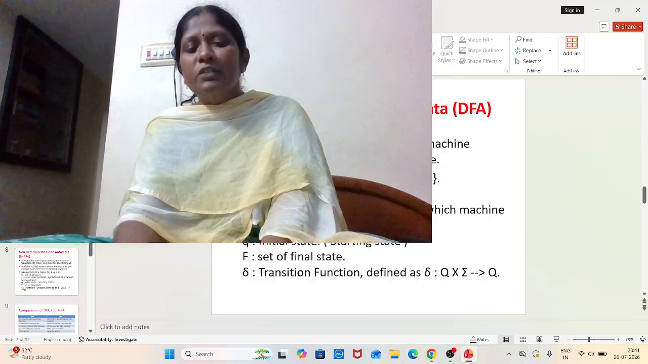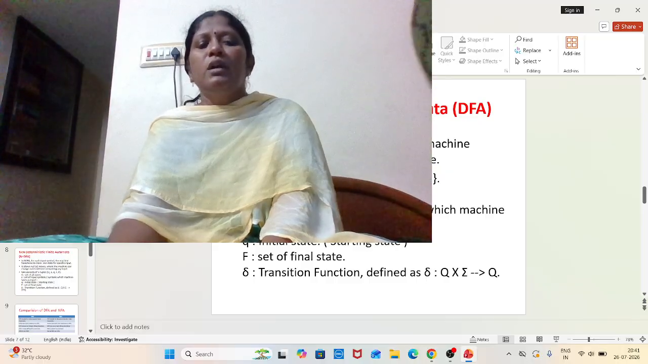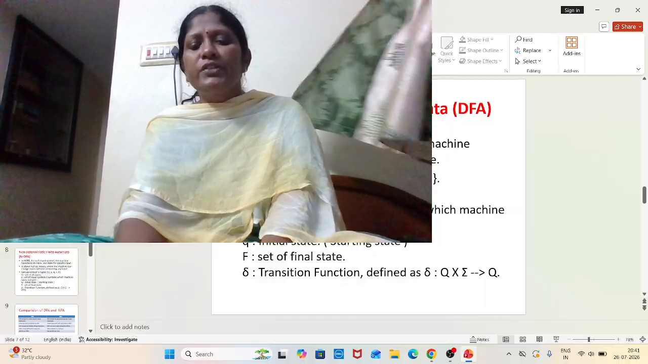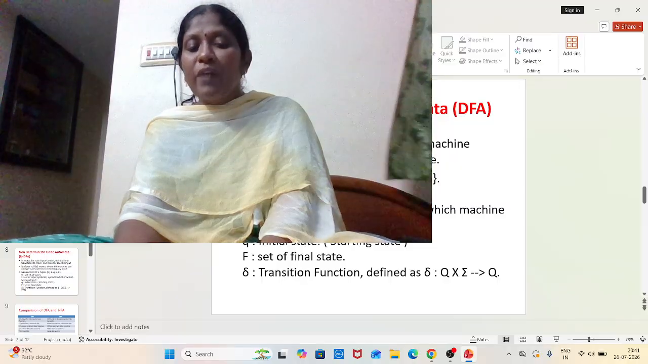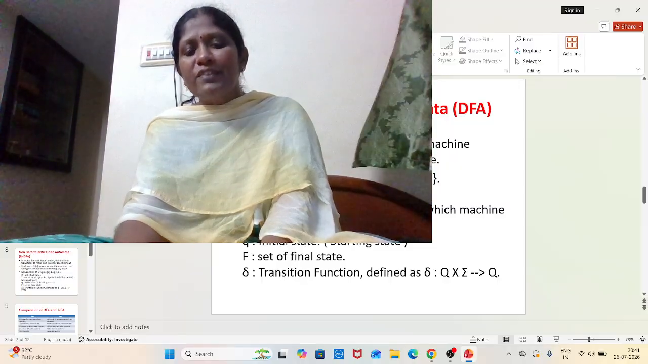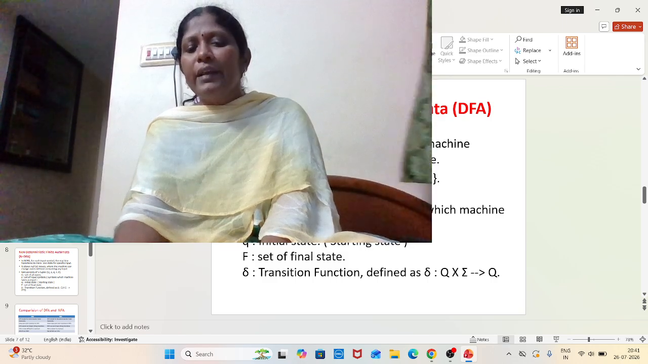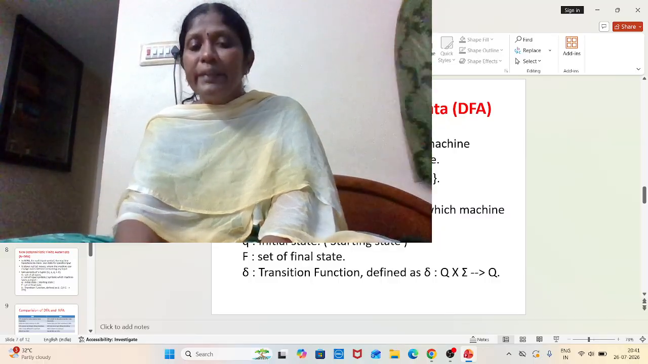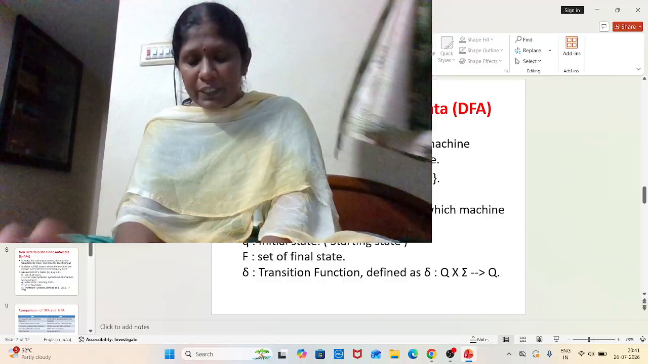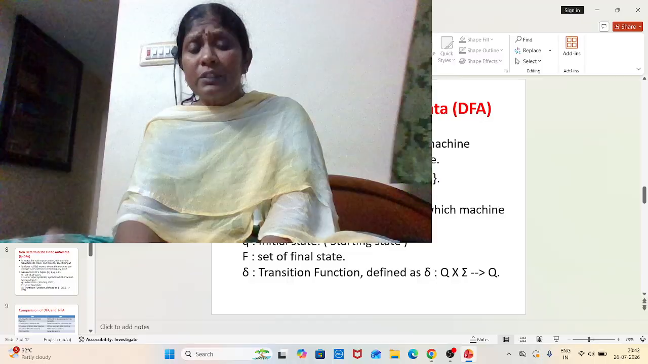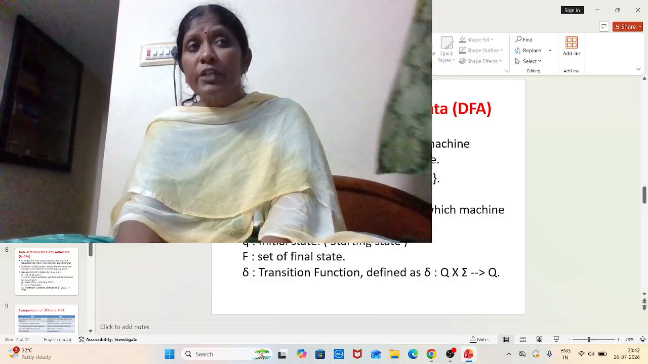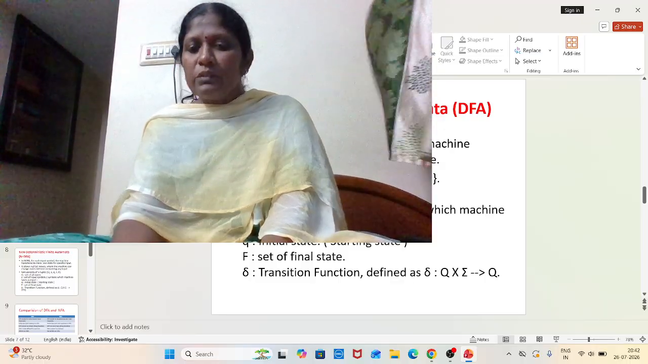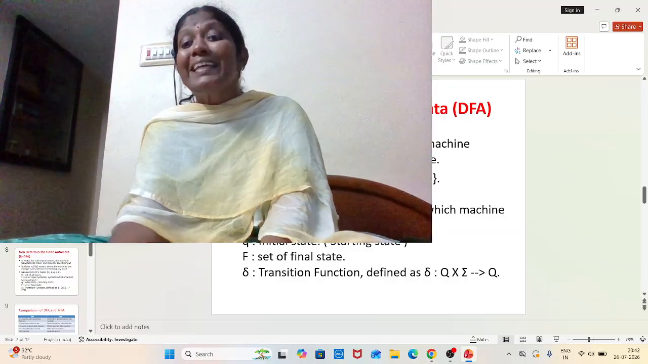A DFA, that is, a deterministic finite automaton, consists of 5 tuples. Q, the set of states. Σ, the set of input symbols. q0, the initial state. F, the set of final states. δ, the transition function, defined as δ: Q × Σ → Q. That is, in a DFA, the finite control moves from one state to another state after receiving the input symbol. That means it moves to only one state for each input symbol.